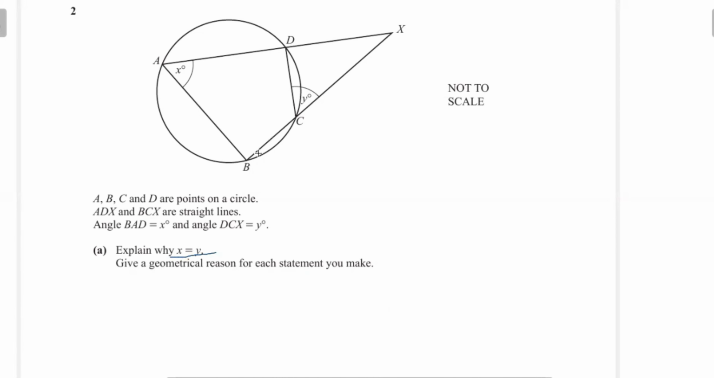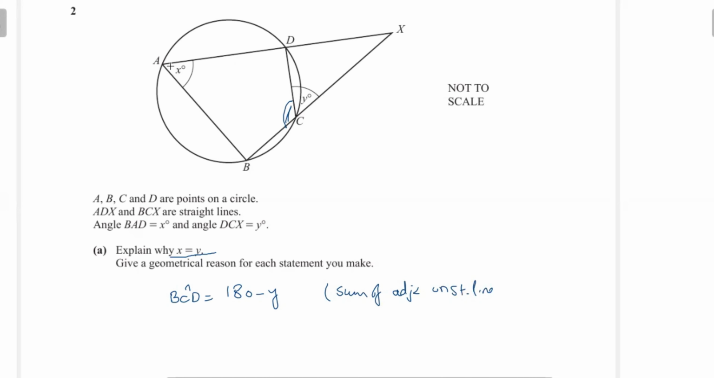And you see here, this is a straight line. BCX is a straight line. Therefore, the angle BCD will be equal to 180 minus y. We write here the angle BCD is equal to 180 minus y. The reason is sum of adjacent angles on a straight line.